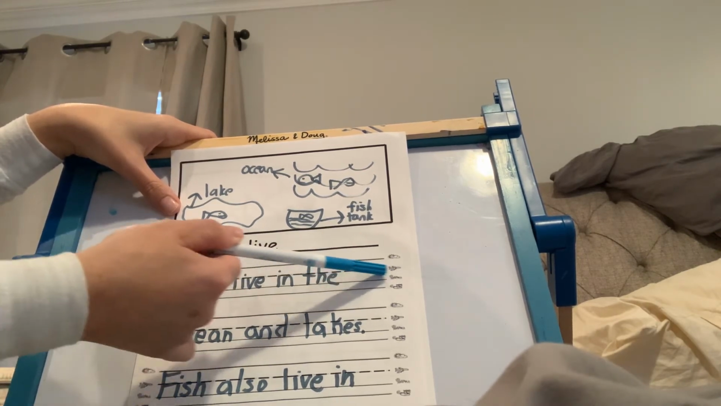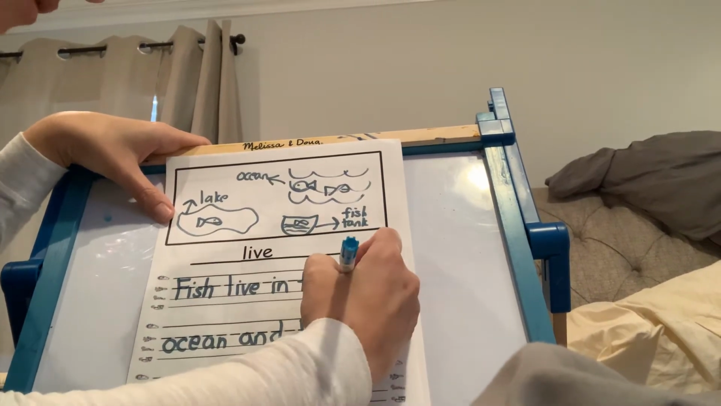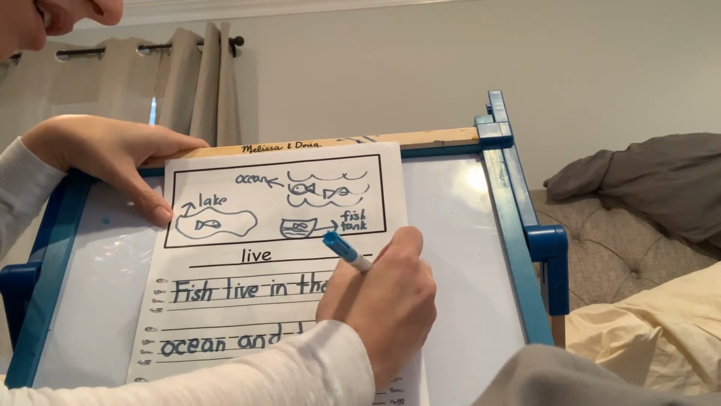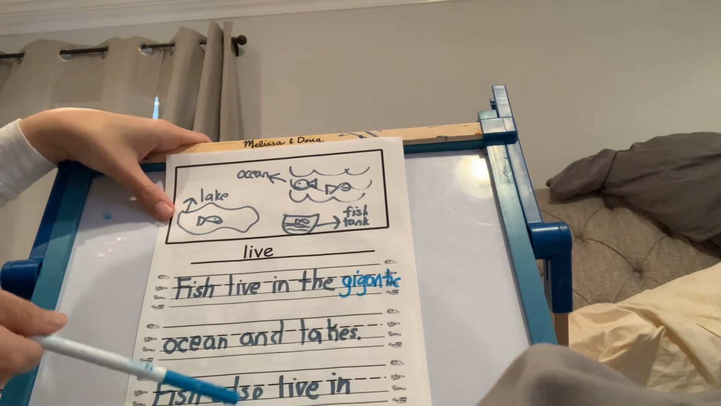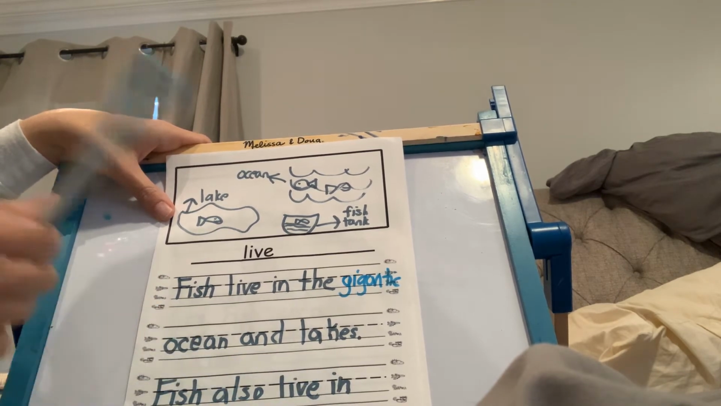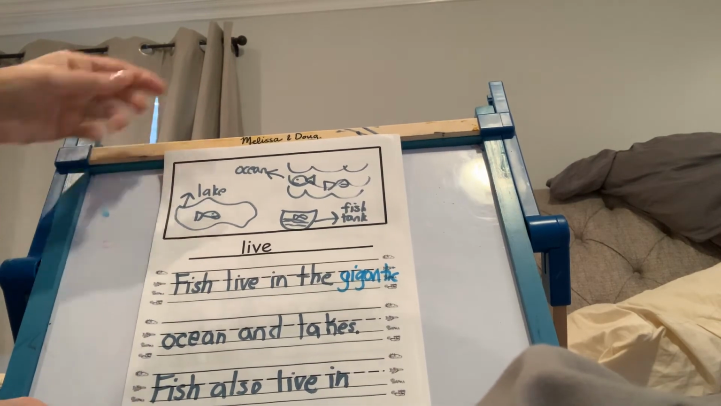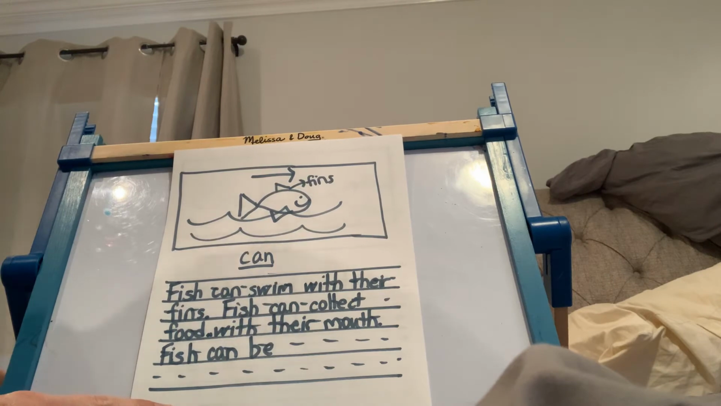Actually, you know what? There's a little space right here, so I might even be able to squeeze in the word gigantic without having to add an arrow. Gigantic ocean and lakes. Fish also live in fish tanks. Wow, I'm actually picturing a gigantic ocean in my head already. I'm glad I used that word gigantic. On to the next page.